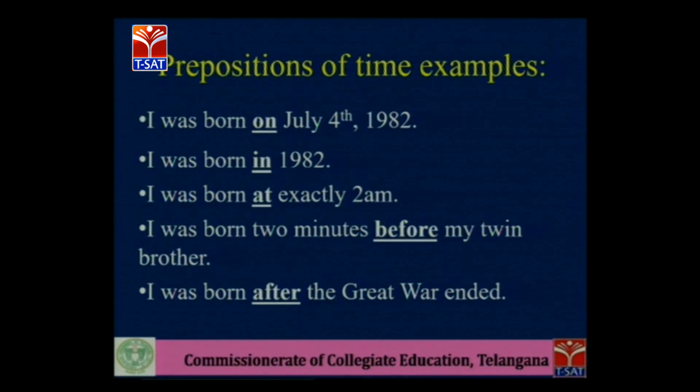So we use on when we are mentioning the days and dates. And in the next one, I was born in 1982. And here we can identify that 1982 is a year. And we usually use in when we are mentioning years. And in the next example, I was born at exactly 2 p.m. So here at is a preposition. And we use at when we are mentioning the time frame.